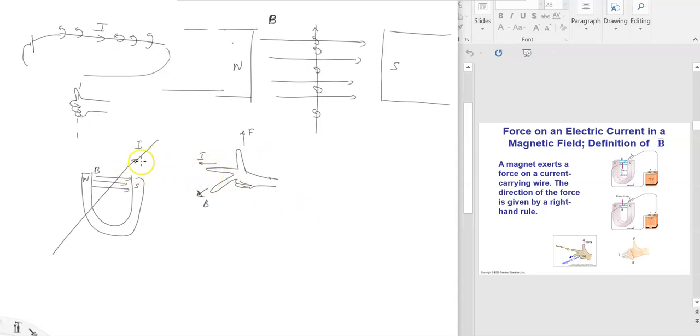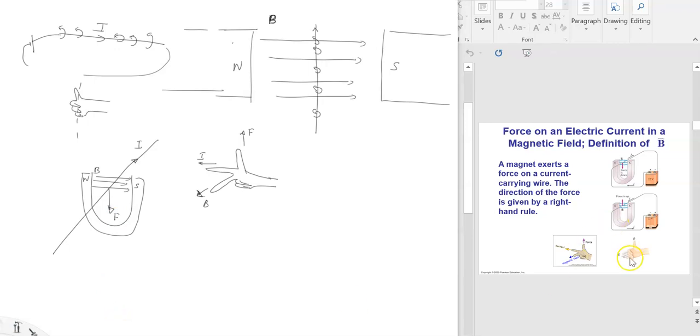So place this index finger in the direction of the current. Place the middle finger in the direction of the magnetic field, and then the thumb will be automatically pointing in the direction of the force, which is in this case going to be downwards. Right? So there's a force, kind of a pulling force, trying to pull this conductor downwards. Okay, that's how the right hand rule works.